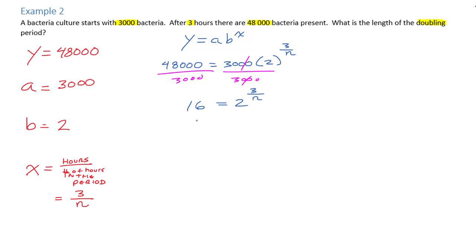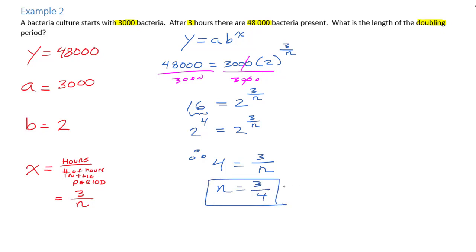Now, remember, there are 2 different ways we can solve an exponential equation from a couple weeks ago. One way is, why don't I rewrite 16 as 2 to the power of 4, right? Therefore, since the bases are the same, remember, we can set the exponents equal. So that means 4 is equal to 3 divided by n. And now I can multiply both sides by n and divide both sides by 4, and n equals 3/4, or 0.75 hours. So that's how many hours it is. So the doubling period is 3/4 of an hour, or we could say 45 minutes.